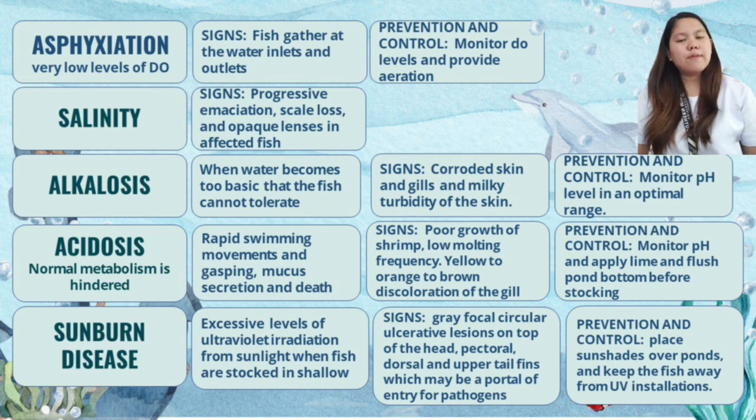So what are the effects of this disease on our hosts? Those ulcerative lesions can serve as a portal of entry for pathogens and may result in secondary infection. For the prevention and control of this disease, we always need to place sunshades over ponds, and fish should be kept away from ultraviolet irradiation.